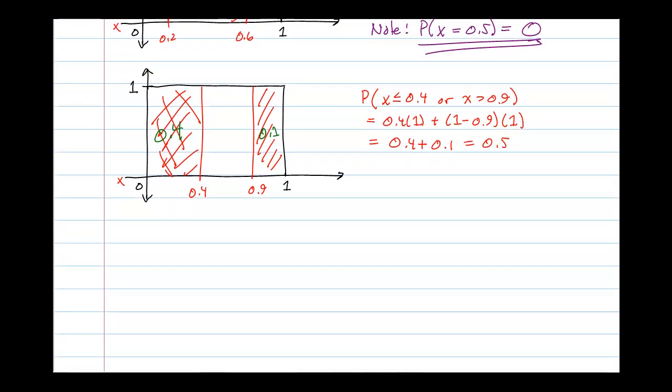Okay, to finish up here, let's go ahead and talk about how we take probabilities and we transform them into comments about risks and odds of events.